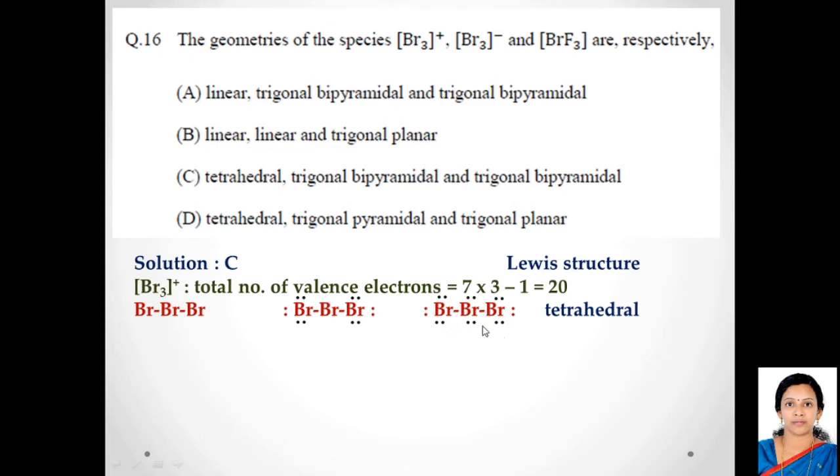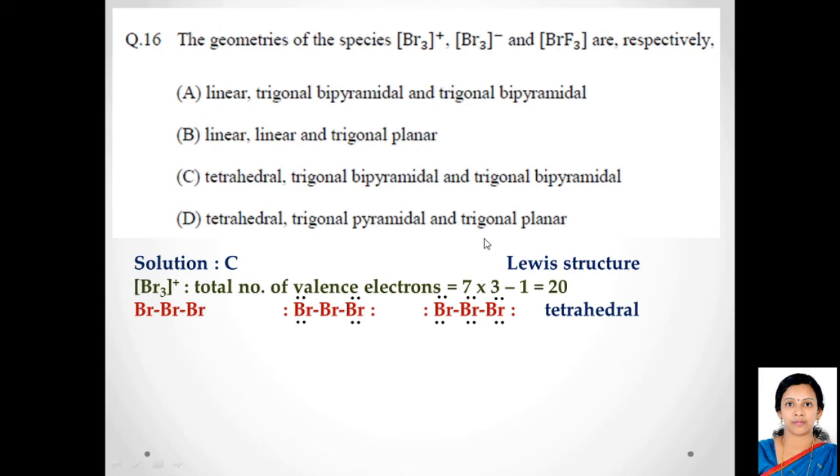Now, how do we say the geometry? We now have the Lewis structure. So for geometry, we look at the central atom. The central atom has 2 bond pairs and 2 lone pairs. If you compare this to the water molecule, which also has 2 bond pairs and 2 lone pairs, water is a bent structure, and similarly this is also a bent structure. You can call it a tetrahedral geometry actually. So there are 4 electron pairs around the bromine. So the best way to describe this would be tetrahedral for the tribromonium cation.